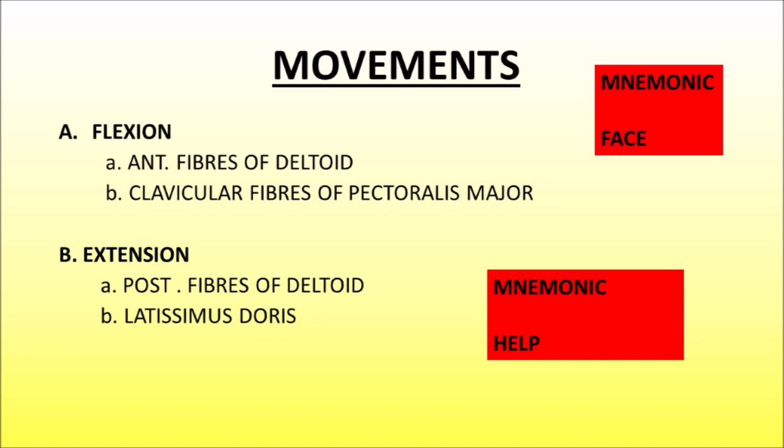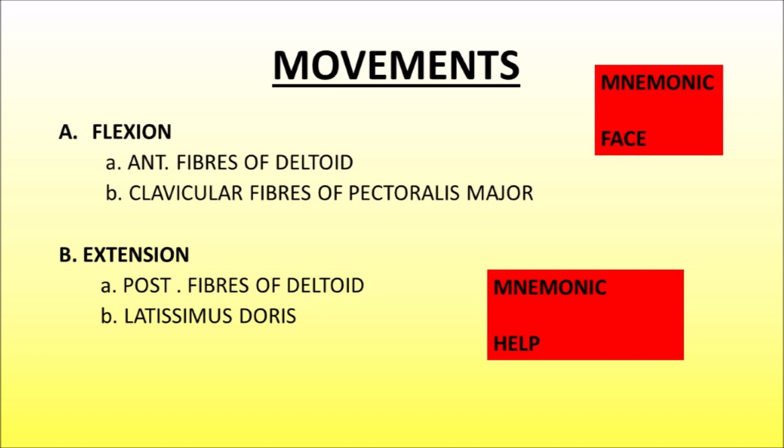Let us move on to the next important section, which is the movements, and in this section we will be learning many mnemonics. The first movement is flexion, which is shown by the anterior fibers of the deltoid and the clavicular fibers of the pectoralis major. In order to remember this, remember the mnemonic ACE, where A stands for anterior fibers of the deltoid and C for the clavicular fibers of the pectoralis major.